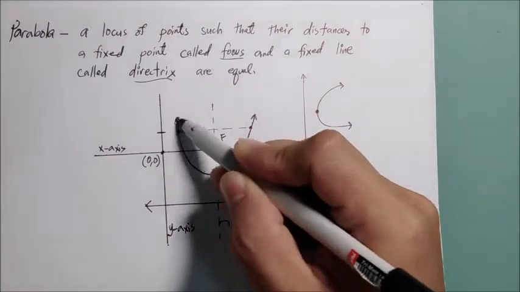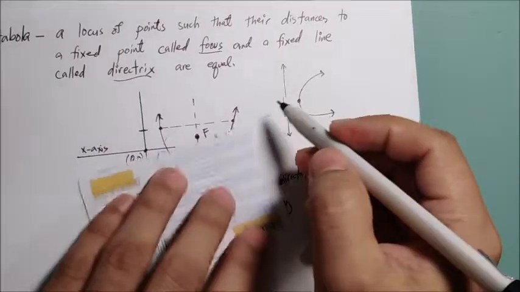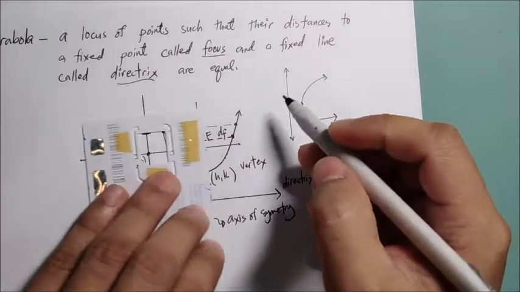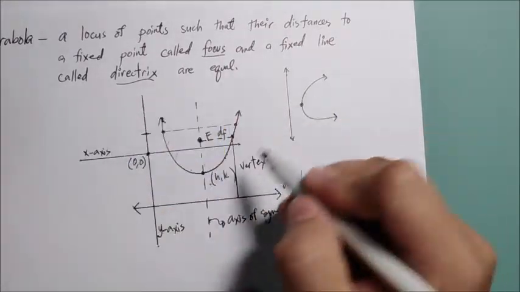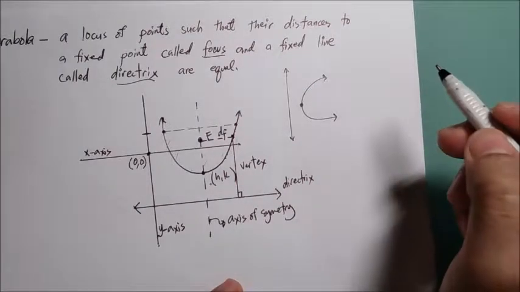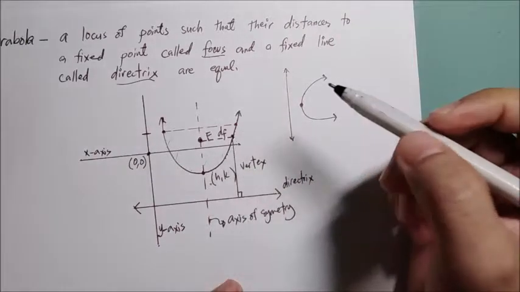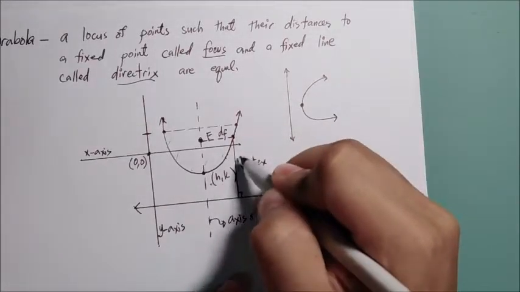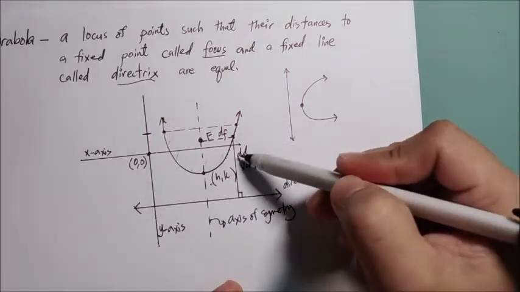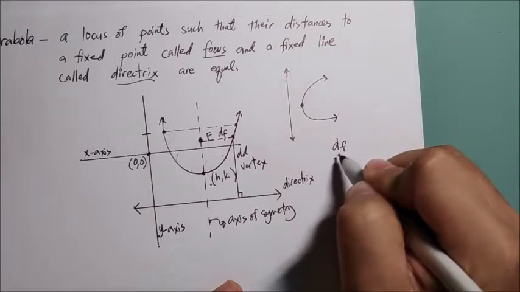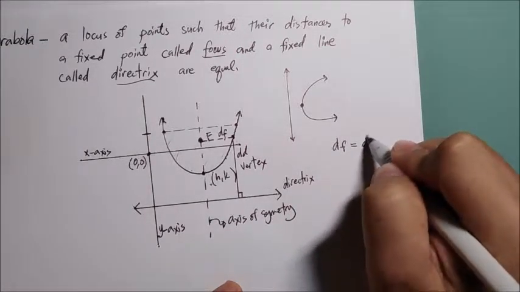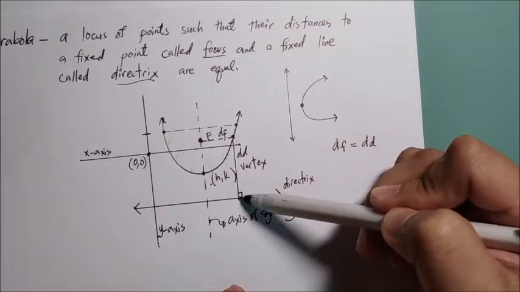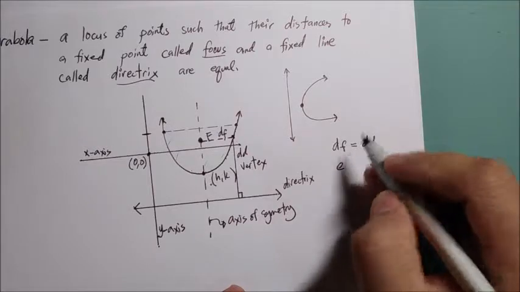Okay, all points along the curve, so for such a point, the distance to its focus, this distance we call df, okay, and its distance to the directrix. When you say distance to directrix, it is the perpendicular line, because the shortest distance from a point to a line is a perpendicular one. So let's say this is the dd, the distance to the directrix. The df is equal to dd. So the distance of this point to its focus and the distance of this point to the directrix are equal. That's why the eccentricity of a parabola is equal to 1.